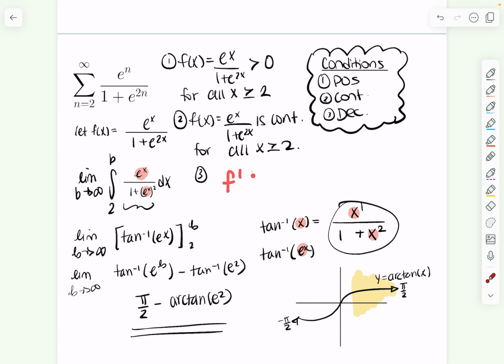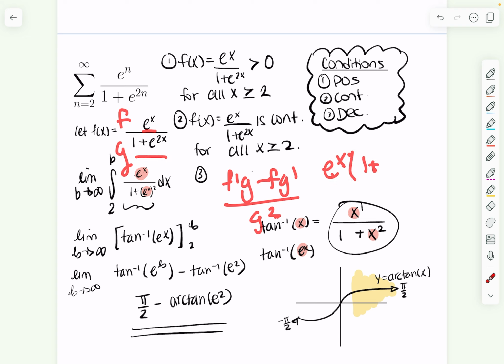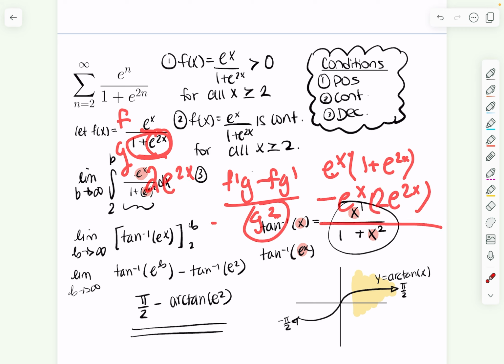So this is just quotient rule. Quotient rule is f prime g minus f g prime over g squared. So remember, this is f, this is g. So f prime is e to the x, and then g is 1 plus e to the 2x. And then we're doing minus f, which is e to the x. And then the derivative of this, g prime, that's just chain rule, so that would be 2e to the 2x. And then over g squared, which is just this, 1 plus e to the 2x squared.